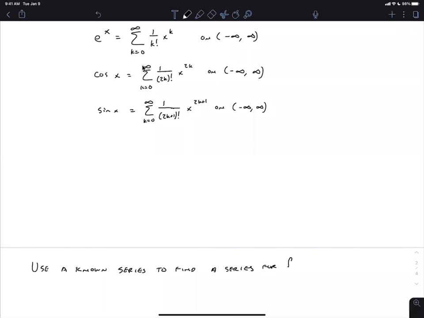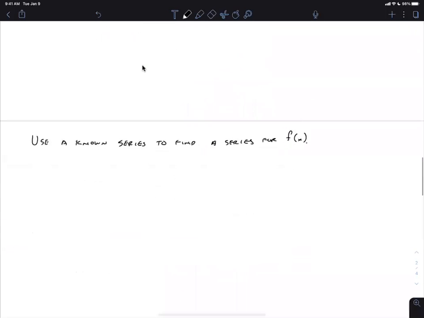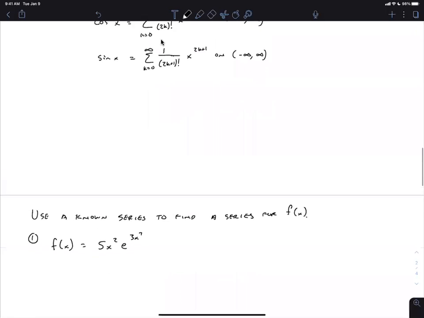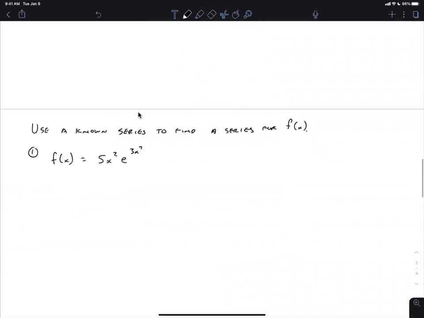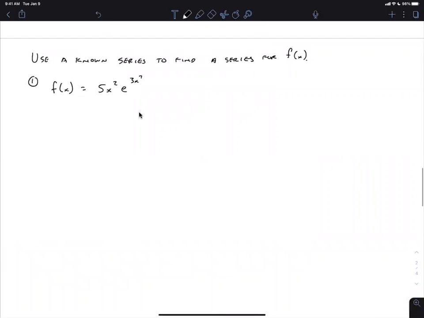All right. To find a series for f of x. And so number 1 is going to be f of x equals 5x squared e to the 3x to the 7th. All right, and so we're going to use the series that we know in order to get this one. And so this is something that looks a lot harder than it is.